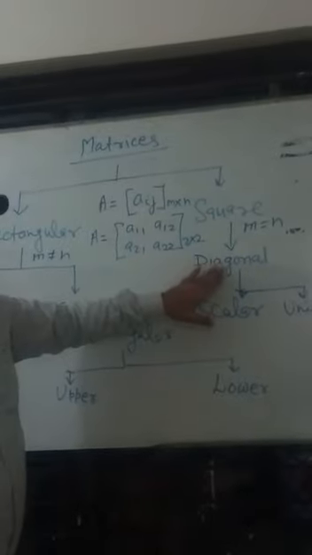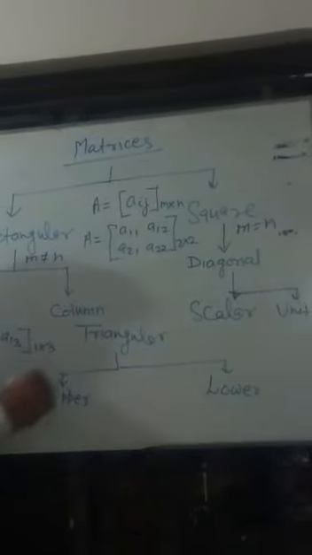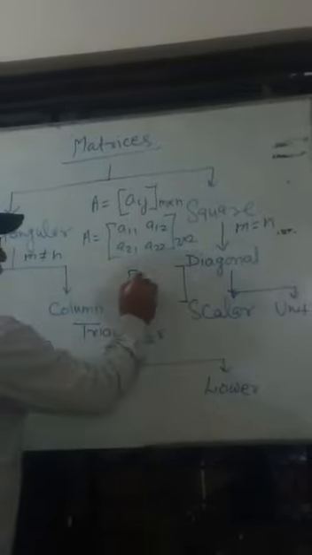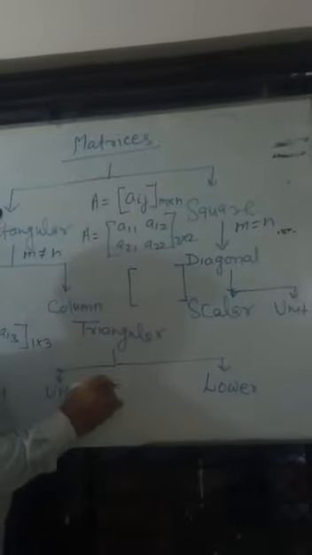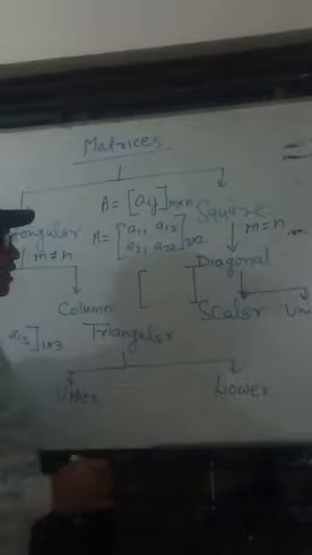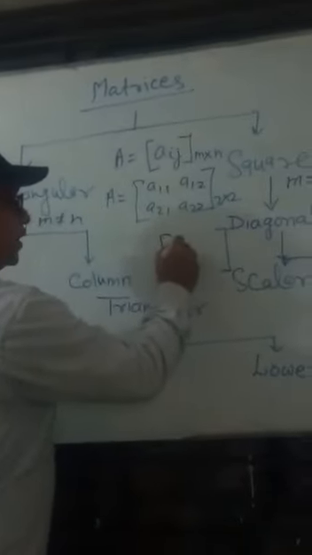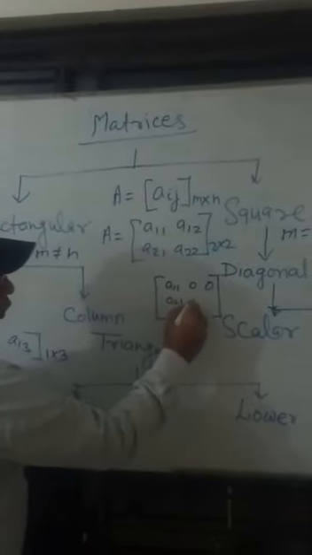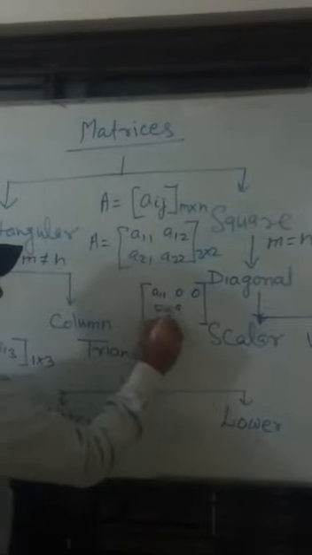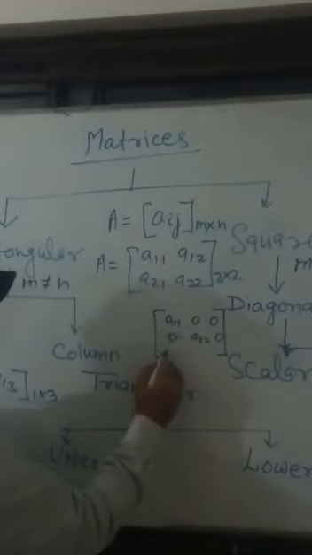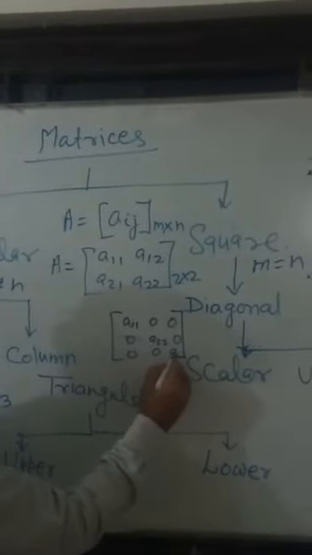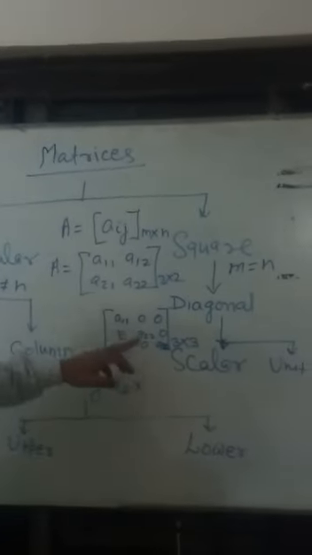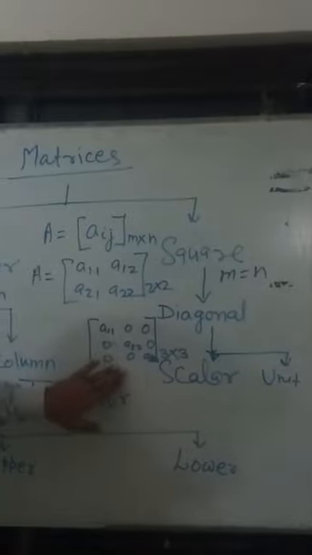If you want to write the diagonal matrices, in the diagonal matrices all the elements of the diagonal are some numbers or other elements, but other than the diagonals are zeros. You can write this: 1, 0, 0; 0, 2, 0; 0, 0, 3. It is a square matrix, but with elements only on the diagonals. That is called diagonal matrices.